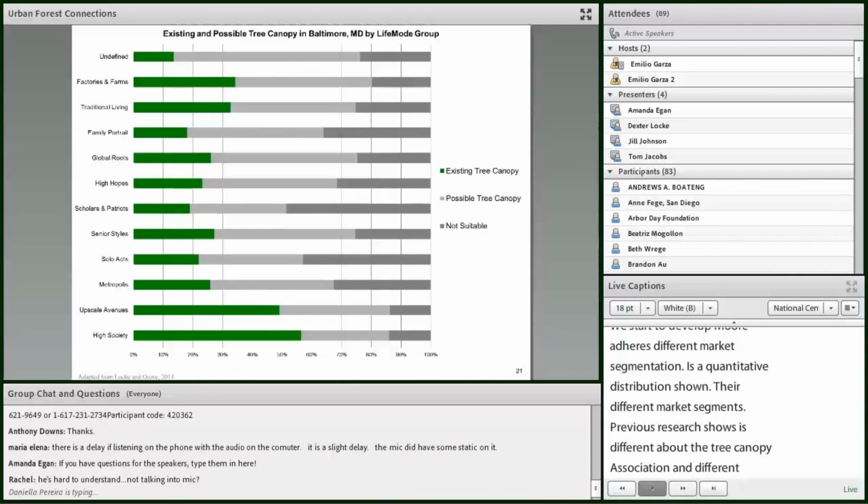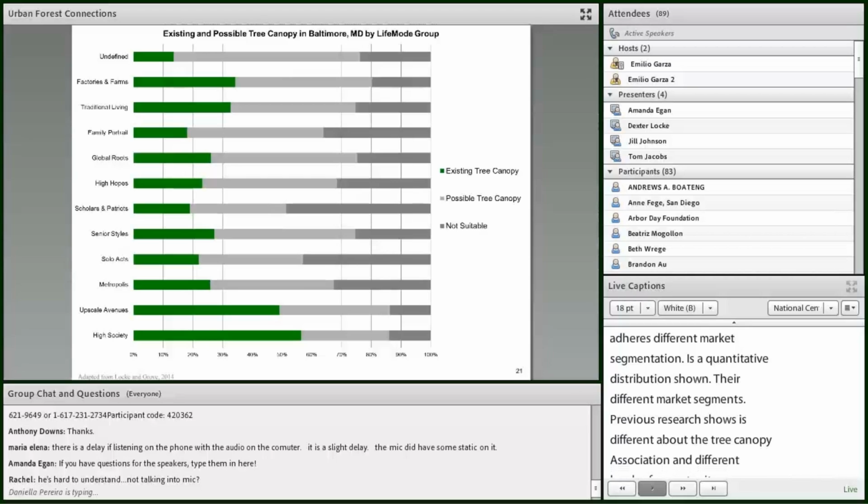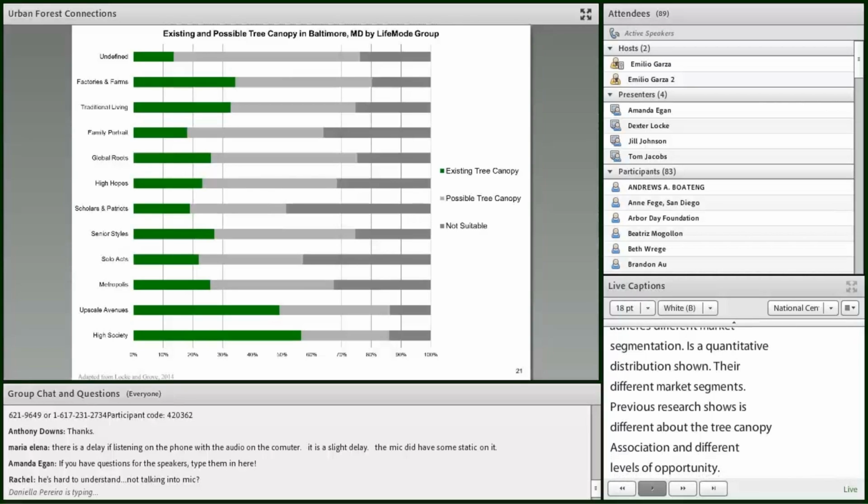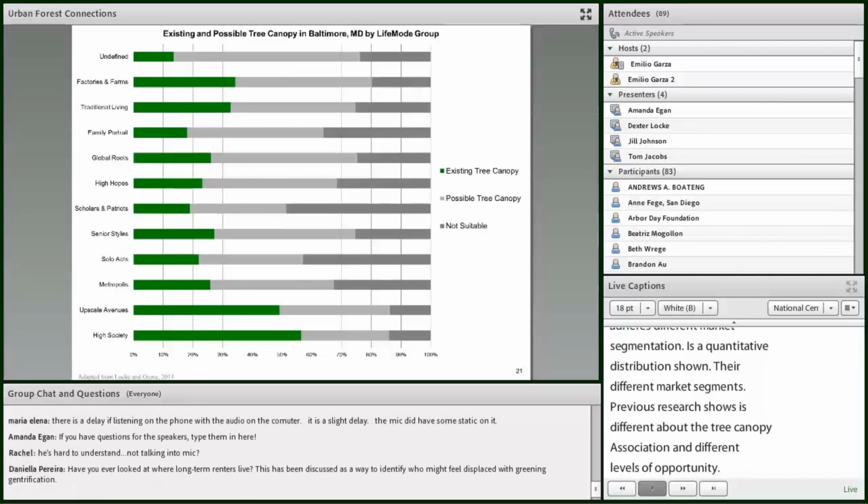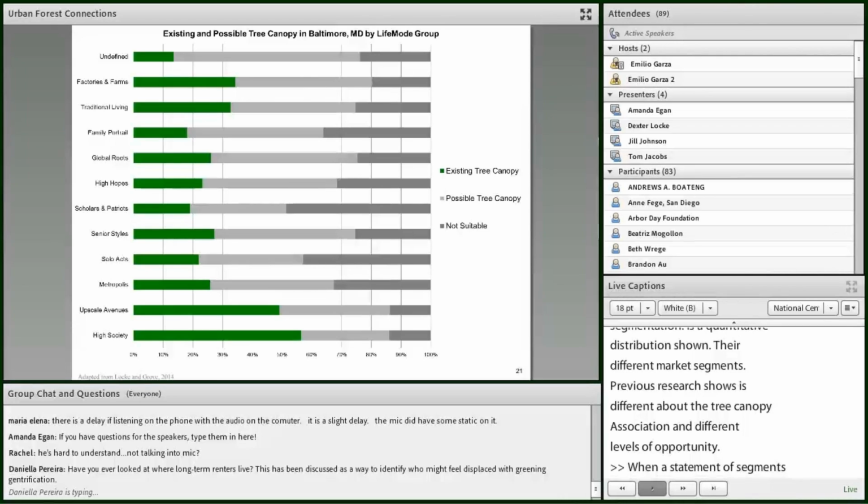In this, what we've done is taken the same market segments as the previous graph, and we have the amount of existing tree canopy possible in areas that are not suitable. Not suitable for the possible tree canopy areas would be non-wood, non-building, non-water, non-existing tree. And so we can subdivide that further, pervious and impervious surfaces.